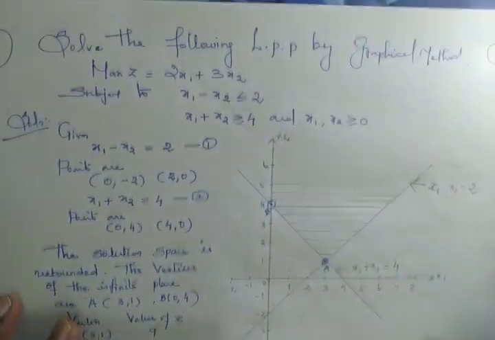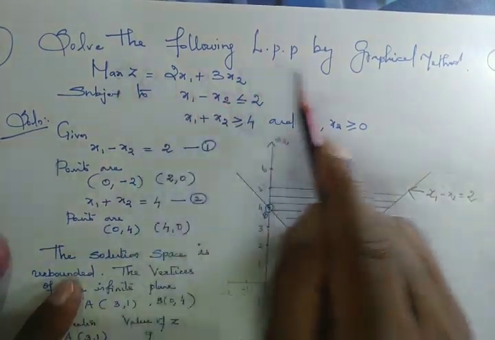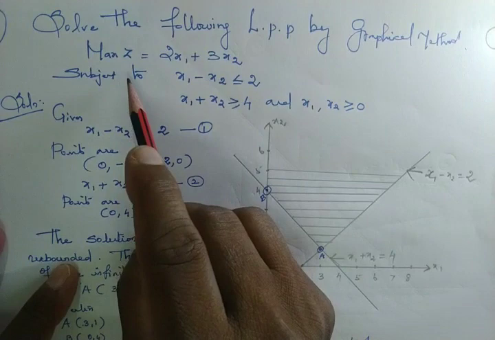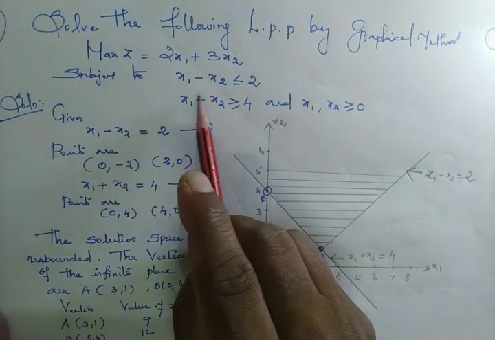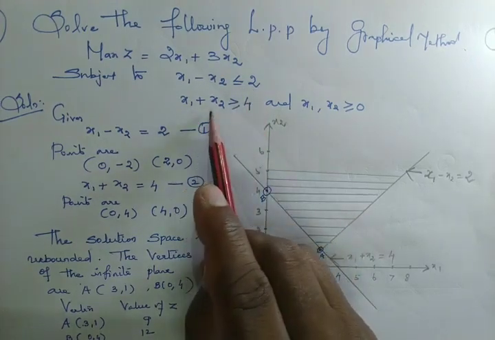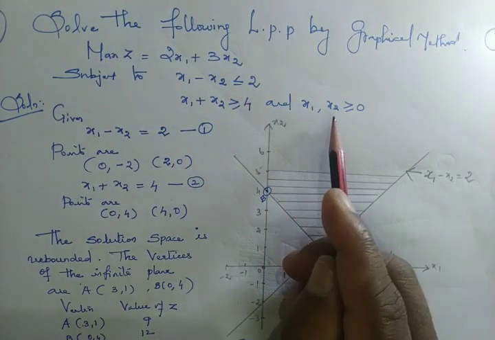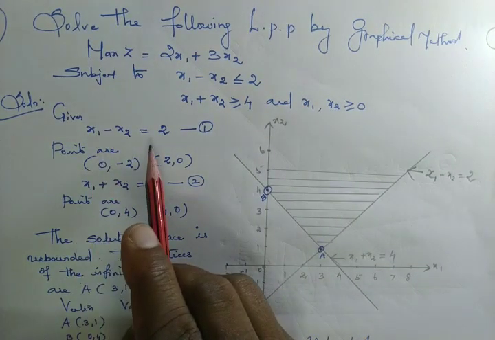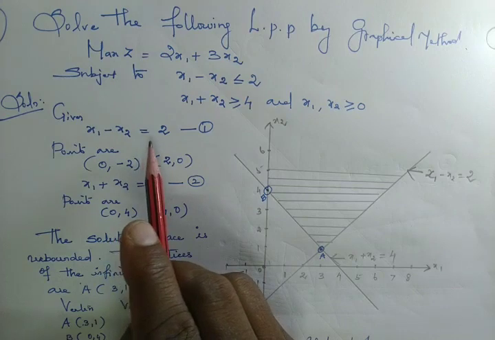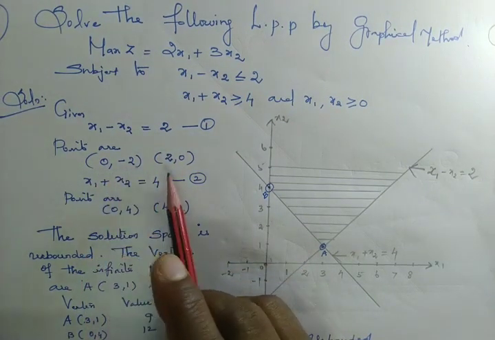Now, continuation of this graphical method. Here we have the problem: maximize Z equal to 2x1 plus 3x2. The first constraint is x1 minus x2 less than or equal to 2, the second is x1 plus x2 greater than or equal to 4, and the decision variables x1, x2 are greater than or equal to 0. For x1 minus x2 equal to 2, we convert the inequality into equality and solve, getting the points (0, -2) and (2, 0).